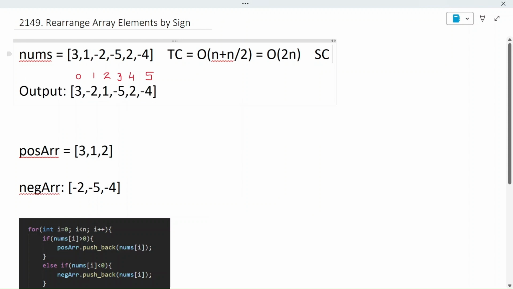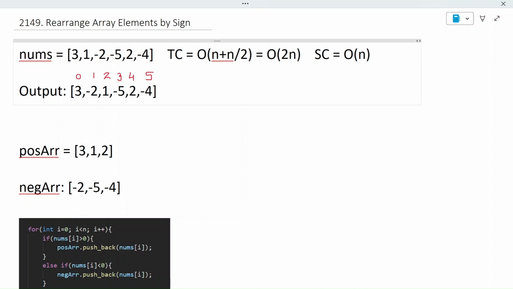Any guesses for the space complexity? As we are storing these integers in separate arrays, n by two integers will be in this array, and n by two integers will be in this array. So its overall space complexity will be big O of n.